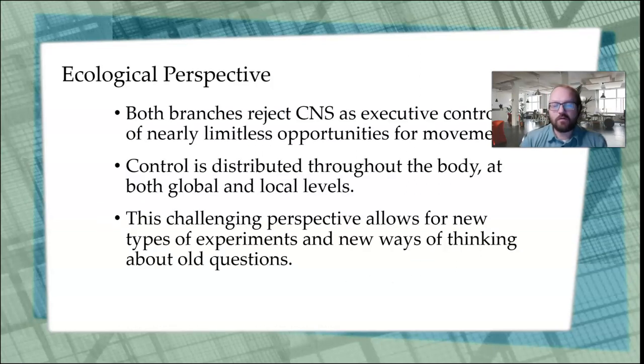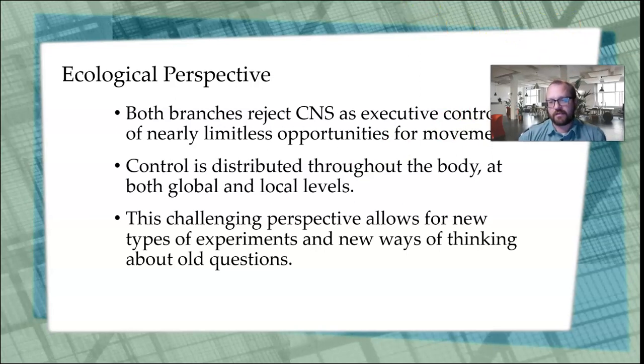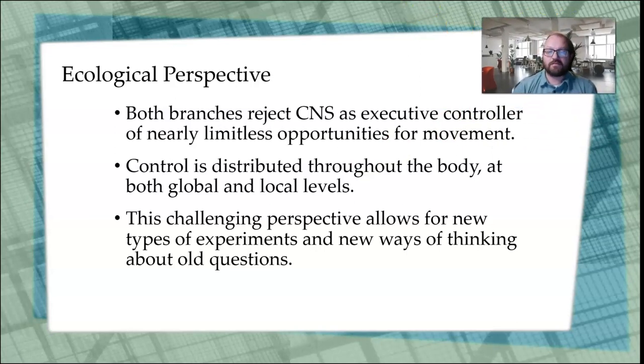Okay, so let's talk about what these branches have in common. So both branches reject that the central nervous system is the be-all end-all. They think, both perspectives, that, you know, we have a distribution of development. This distribution is across multiple systems. This really challenged the perspective at the time, and it allowed for new ways of thinking and new experiments.